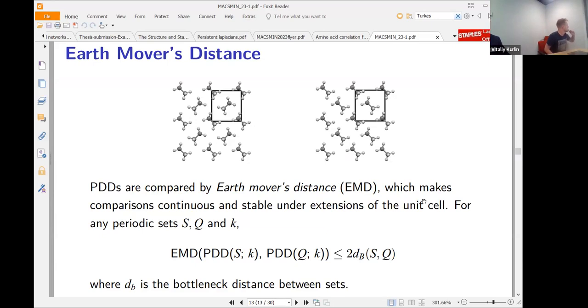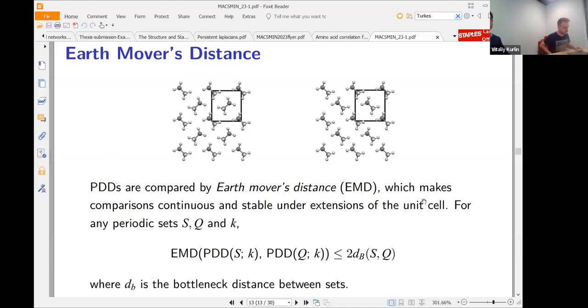And this is the result for continuity in terms of this thing called bottleneck distance. Bottleneck distance is basically the minimum over all bijections between two periodic sets. It minimizes the maximum distance you have to move a point, something like that. It's a very sensible way to have a metric between two periodic sets, but it is computationally intractable, so we don't really want to use it. We want to have an inequality around it, and we want to use Earth mover's distance on these things.